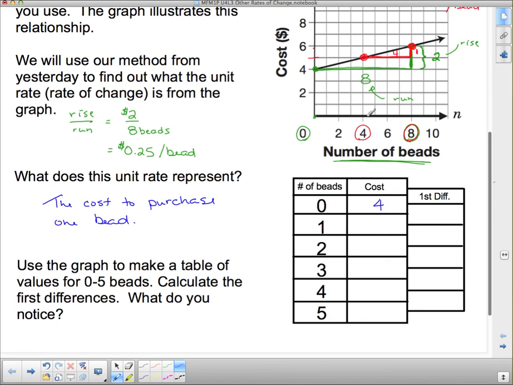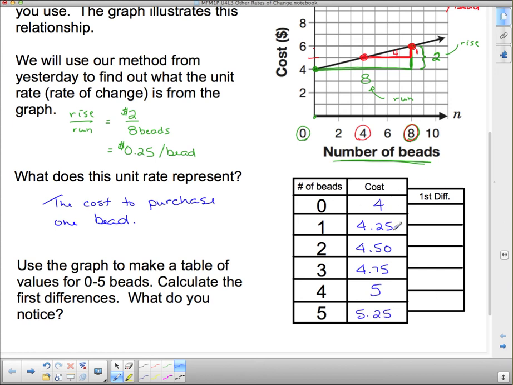The really nice points here, at four beads, it costs us $5. And then at 8 beads, it costs us $6, but we don't go up to 8 beads. Now, what about the stuff in the middle? Well, each of them is a quarter, right? We know that from here. So for one bead, it's going to cost us $4.25. And for two beads, it's going to cost us $4.50. And for three beads, $4.75. Four beads, $5. And then for five beads, $5. We're still going up by 25 cents each time.